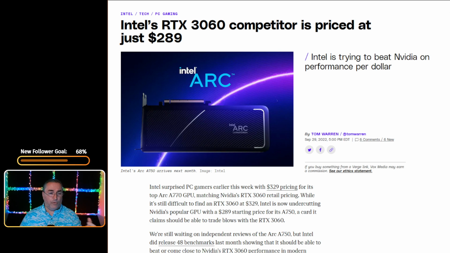Even though it performs what it's supposed to perform, let's keep it real here. We can lower the price and still get great performance. It doesn't have to be a $1,600, $1,900, $2,000 card unless you are greedy as a company.